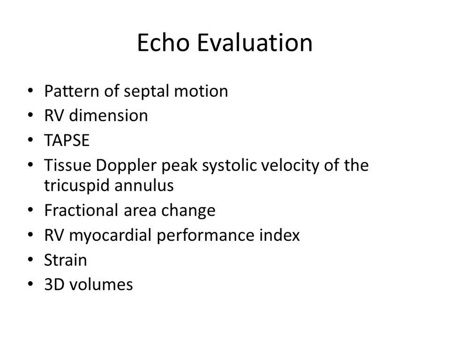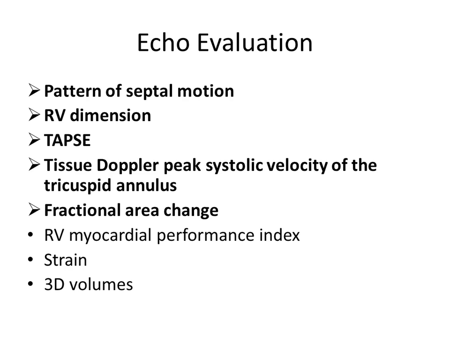So to start with the echo evaluation, there are a lot of parameters that are used and defined. I'm going to focus on the first 5 of these because these are the ones commonly reported in our echo studies here. The others, RV myocardial performance index, strain, and 3D volumes, are more in the experimental range. I think strain is coming more and more into favor, but 3D volumes is certainly still somewhat experimental. So we'll look at the septal motion, RV dimensions, TAPSE, and I'll go into what that is, tissue velocities, and then fractional area change.